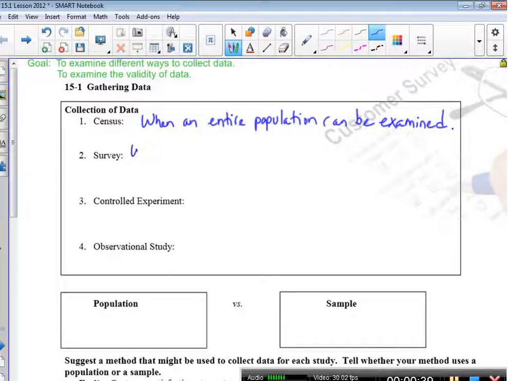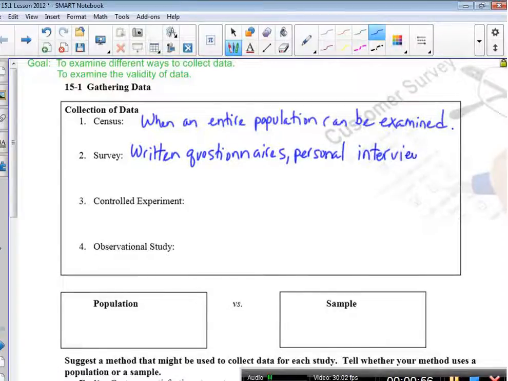Surveys: written questionnaires, personal interviews, or telephone requests for information when experience, preference, or opinions are sought.